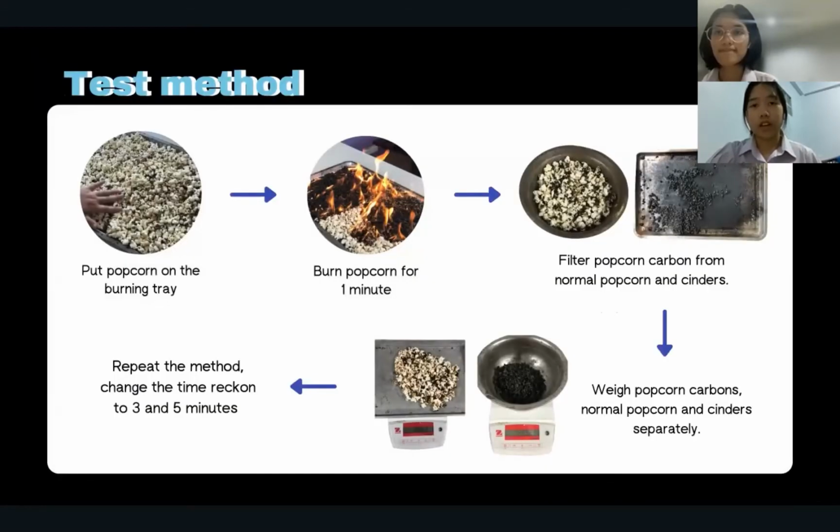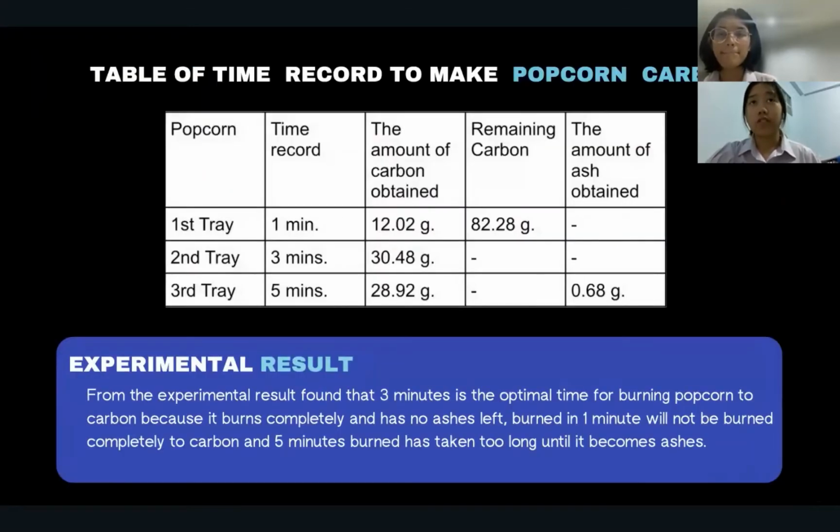Test method. After we burn popcorn, refill the popcorn from another batch and then weigh them all separately and repeat the method, but change the burning time to 3 and 5 minutes. This is the table of the time to make popcorn carbon. From the table, we can see that 3 minutes is the best time for burning popcorn to carbon because it's burned completely and has no cinder left.